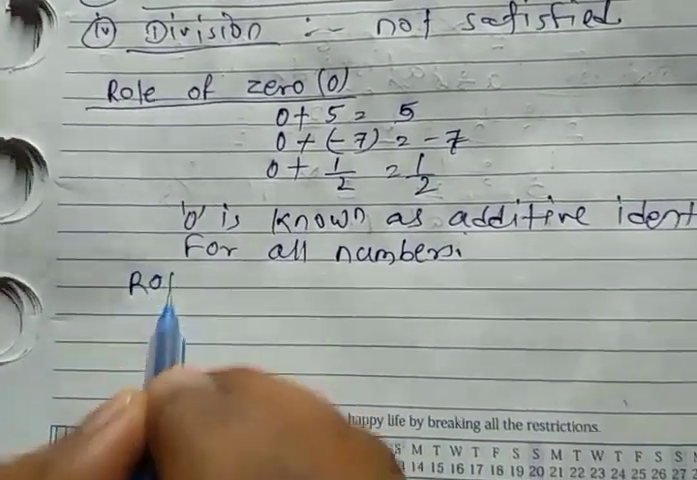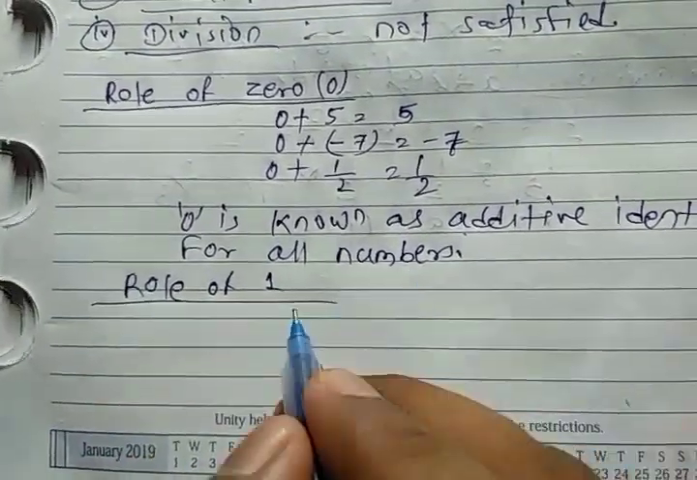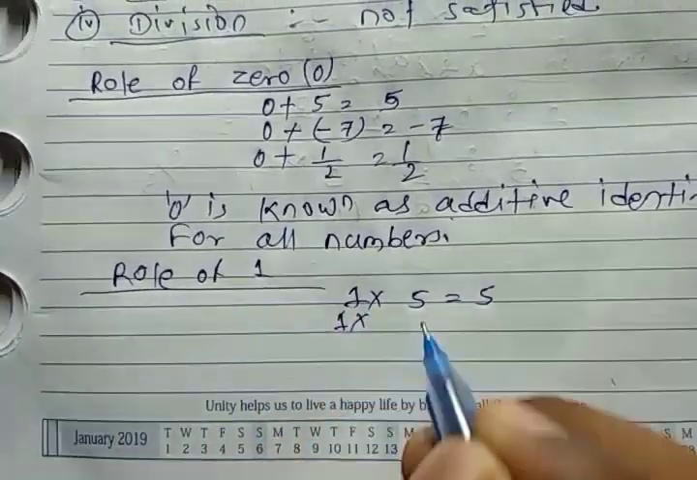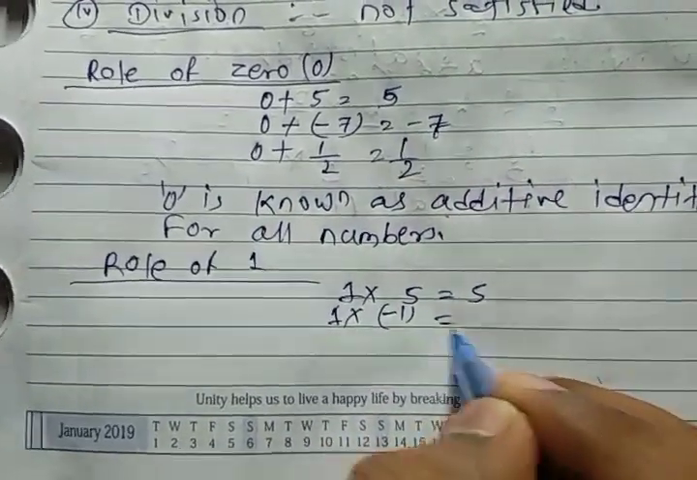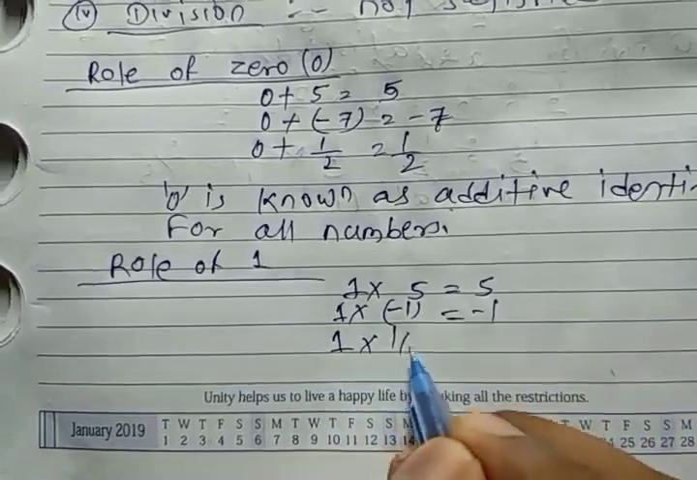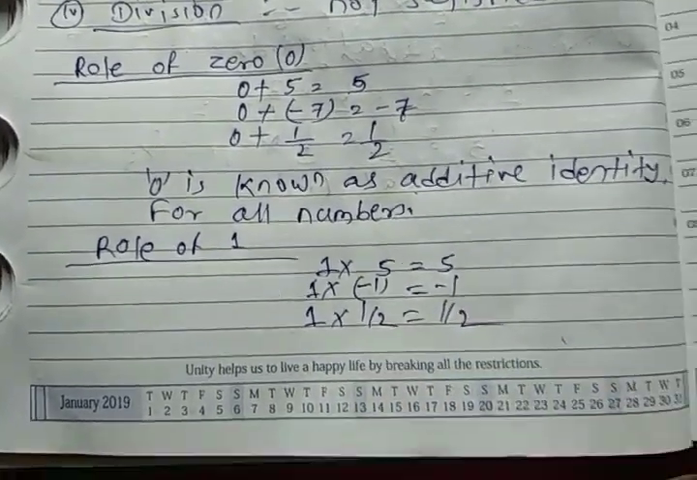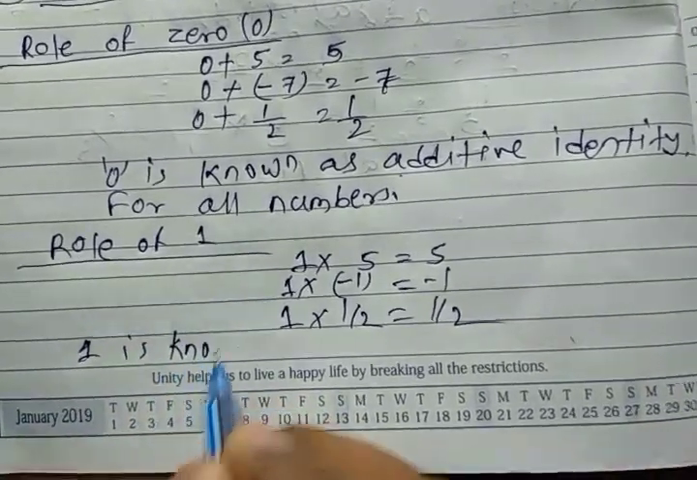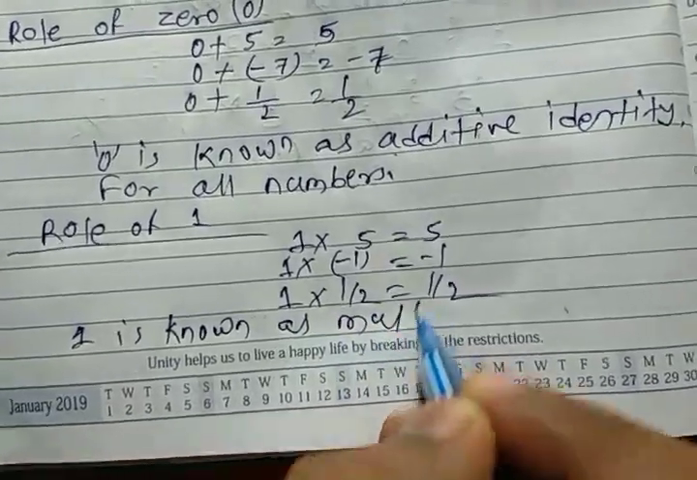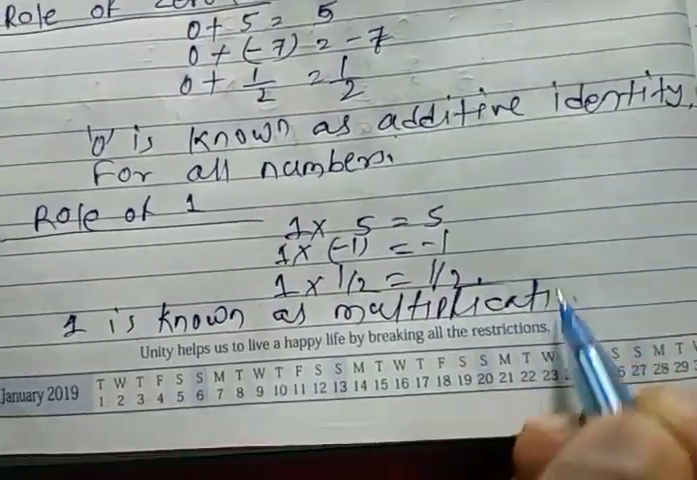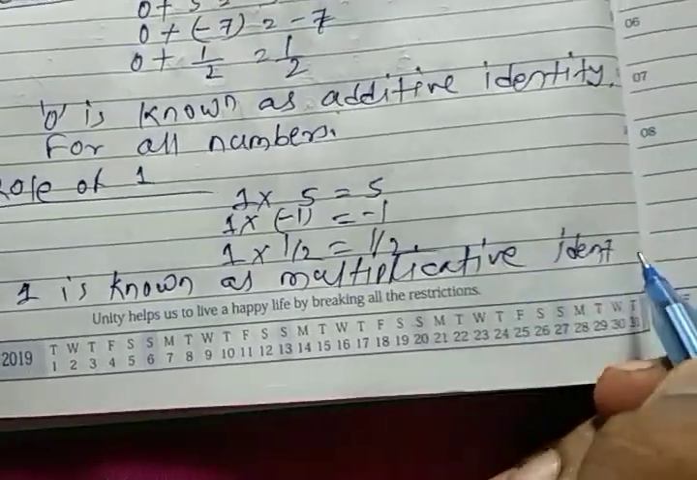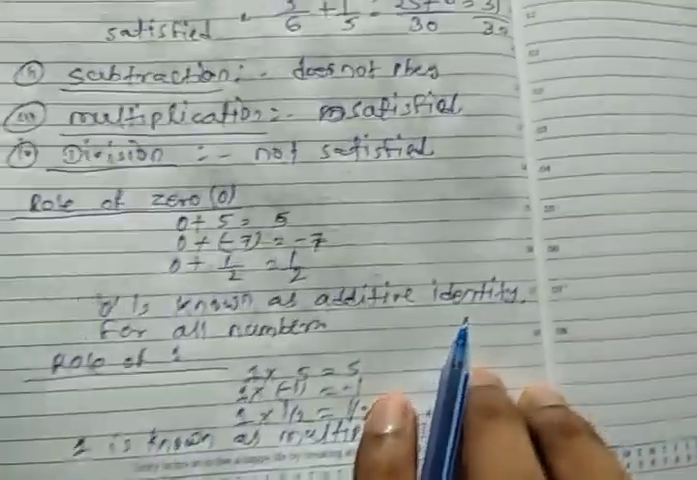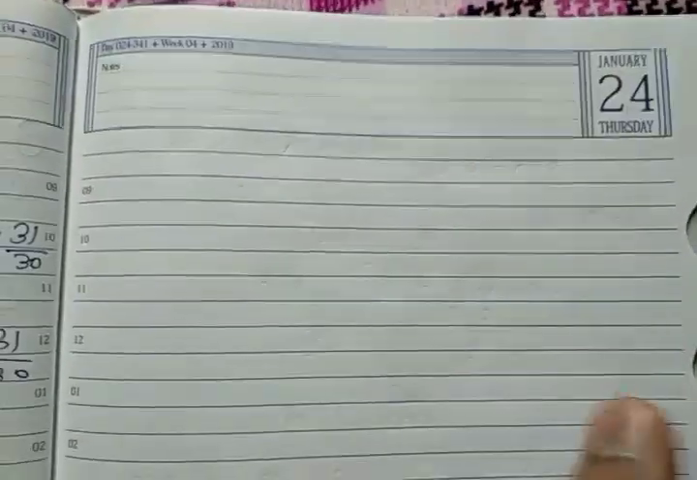Like that, the role of 1. When we multiply 1 with a whole number, we get that whole number. When we multiply 1 with an integer, we get that integer. When we multiply 1 with a rational number, we get that rational number. So 1 is known as the multiplicative identity. Okay, 0 is known as the additive identity, 1 is known as the multiplicative identity.